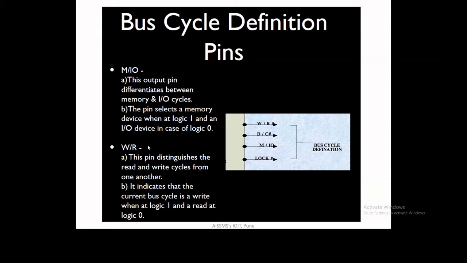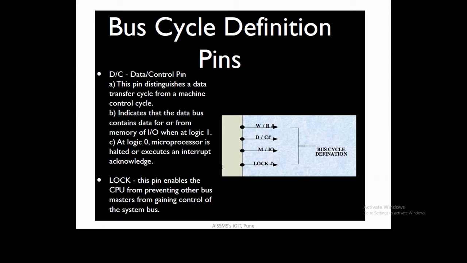Then there is the second signal, W/R bar. This pin distinguishes between read and write cycles. It indicates that when the current bus cycle is a write, the W/R bar signal is 1, and otherwise it is 0 when there is a read bus cycle.